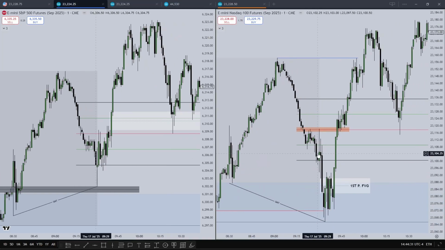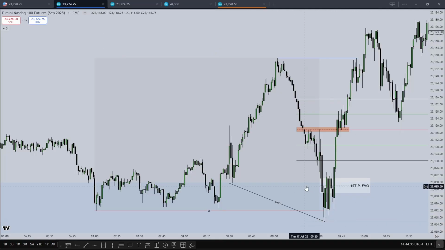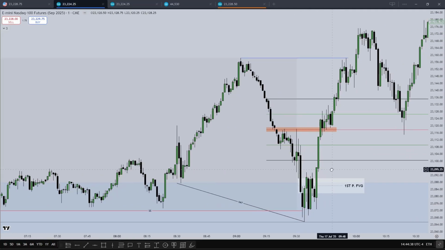SMT, price open 9:30, trade lower. We don't need the ES for now. Liquidity taken, price went lower. First presentation, first present fair value gap. Price closed above it and then traded higher. We used the 5-minute inversion fair value gap.